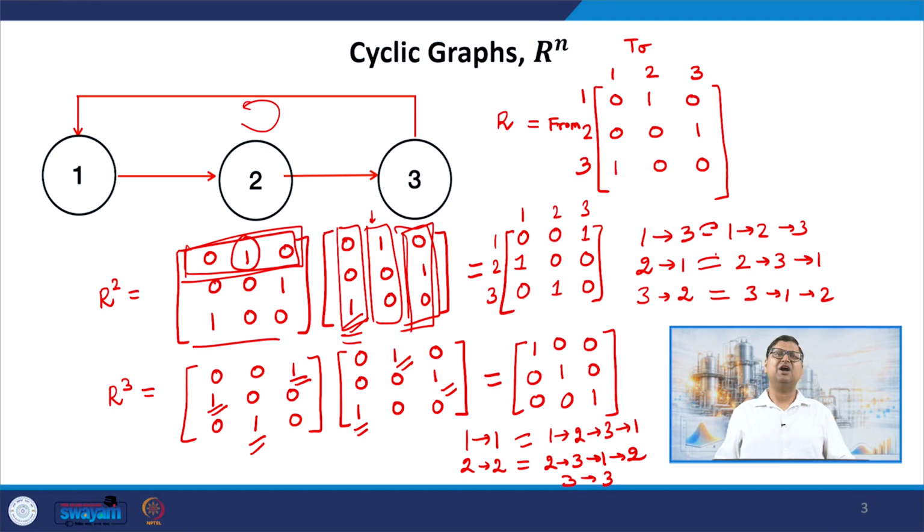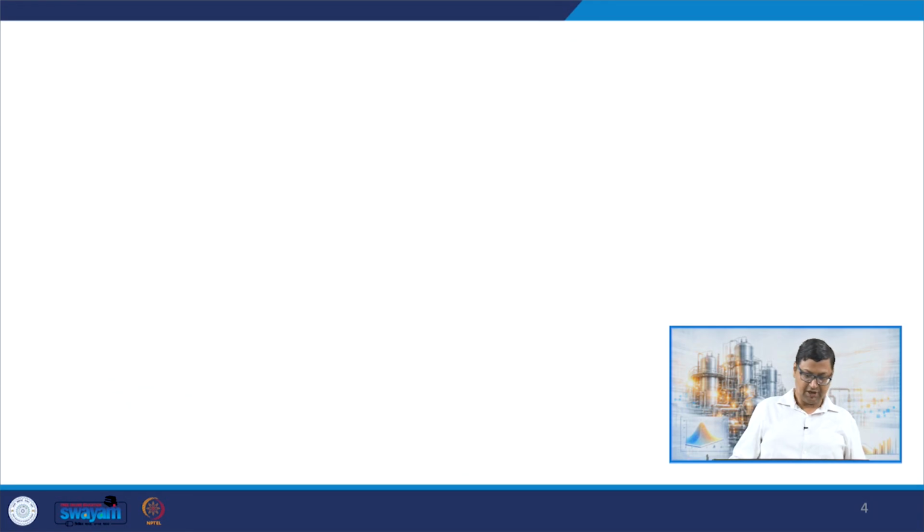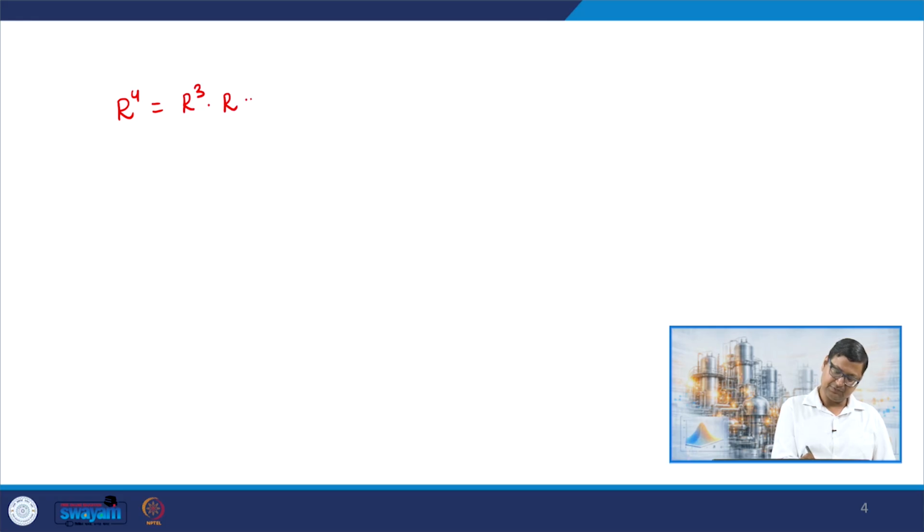What if I compute R4? What do we expect will happen in this case, right? So R4, let us compute for ourselves. R4 in this case is R cube into R. R cube gave me something like this.